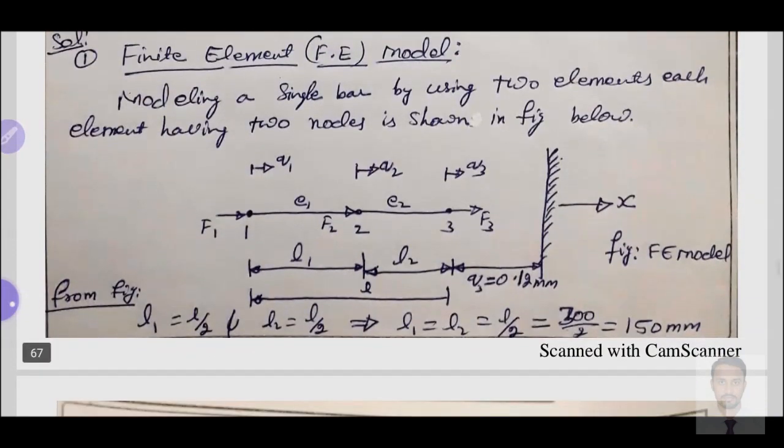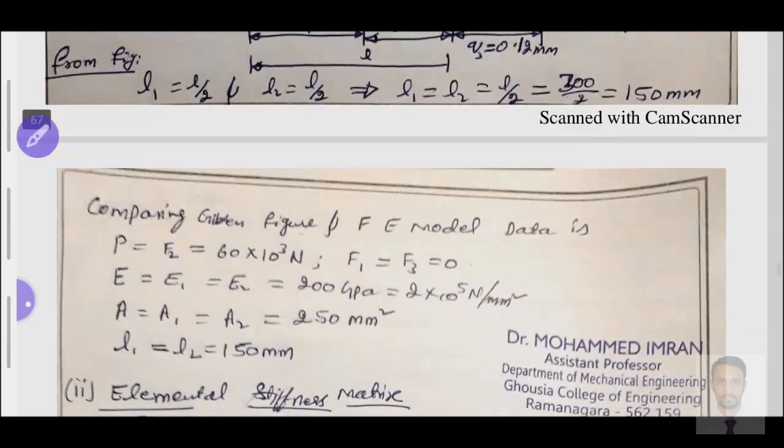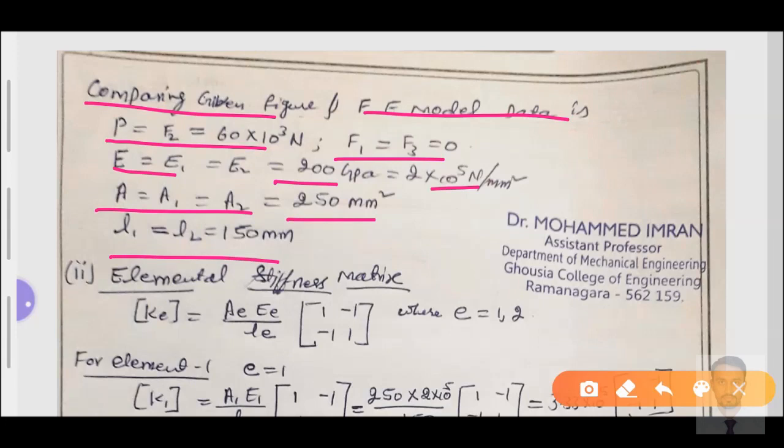Element we are representing in terms of a finite element model, towards the right direction the bar has been represented. We know that L1 is equal to L by 2, L2 is equal to L by 2. Then L1, L2 is equal to L by 2, which is 300 divided by 2, 150 mm. Comparing the figure FE model, we have the data as this. P is equal to F2 is equal to 60 into 10 to the power of 3 Newton. F1 is equal to 0. E1 is equal to E2 is equal to 200 gigapascal, 2 into 10 to the power of 5 Newton per millimeter square, where A1, A2 equal 250 millimeter square, L1, L2 is equal to 150 mm.